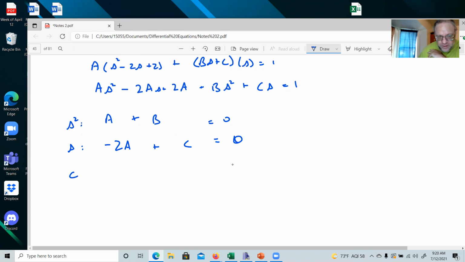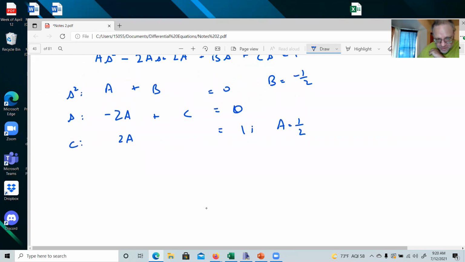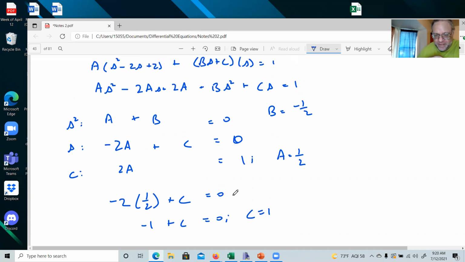And then for our constant term, we have 2a equals 1. Okay, not so bad. So a is equal to a half. By that logic, b would be negative a half. And then c, we've got to work a little bit. So this is negative 2 times a half plus c is equal to 0. Negative 1 plus c equals 0. c is equal to 1. Okay, so let's put this thing back together.